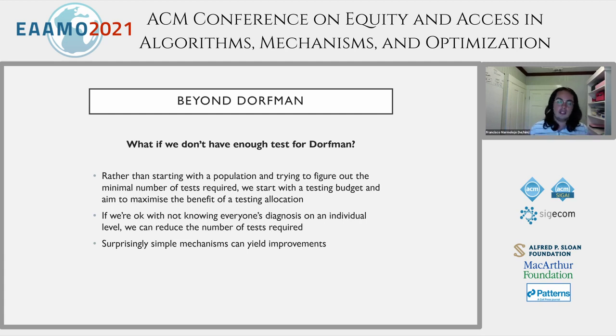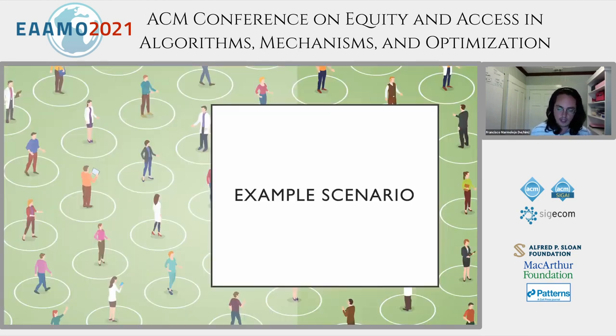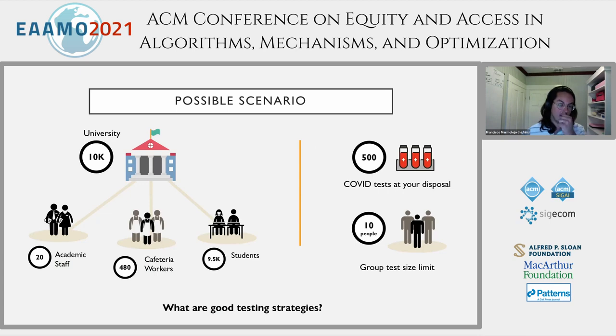Rather than beginning with this goal of knowing who is and who isn't infected, something's got to give. If we relax precisely knowing the diagnosis on an individual level, we can reduce the number of tests required for our objectives from before, and we can get surprisingly simple mechanisms that yield improvements. So let's go through an example scenario at a university, and this toy scenario will elucidate the methodology that we propose in Test and Contain.